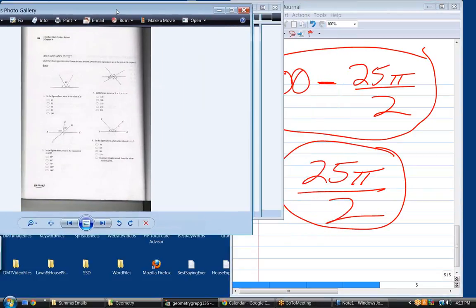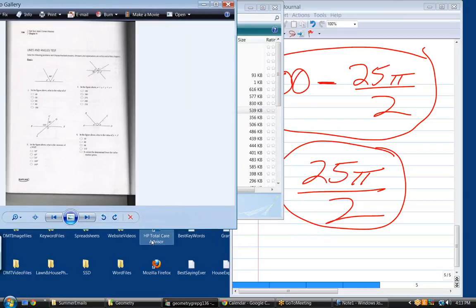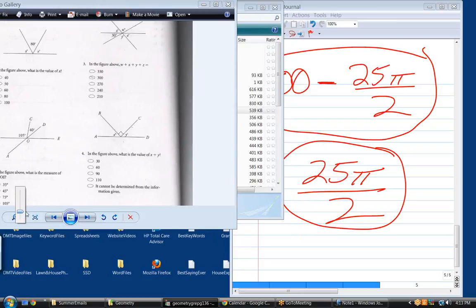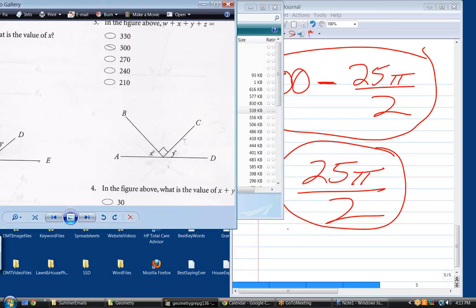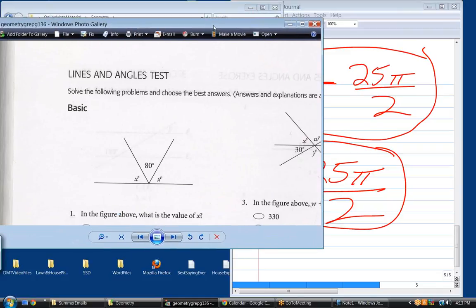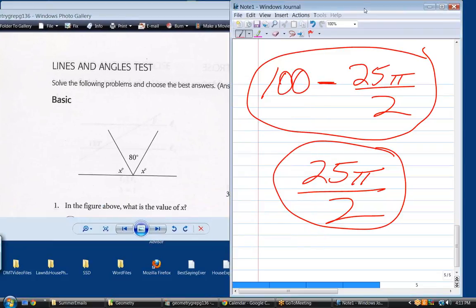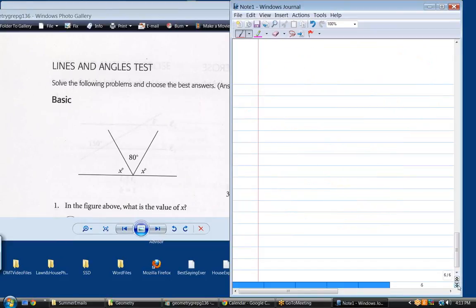Okay, I'm not sure how we started out on triangles. We should have actually started on lines and angles, which is this section here. These are pretty basic. What are the sum of these three angles? 180 degrees. So what's x? 50. Good.